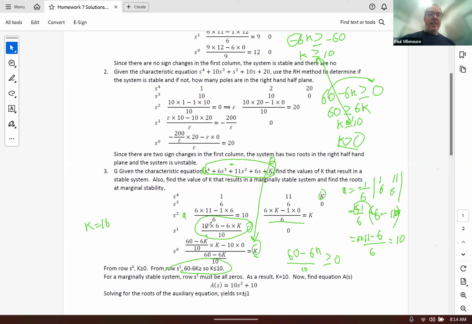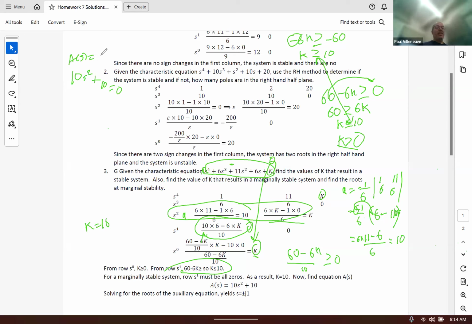So if I have 10 over here, I go one row up. So I have 60 minus, the other row above that. That doesn't want to erase. So where's my erase button? So I'm going to go, and I've got a row of zeros here. So I grab the coefficients from the S squared row, 10 S squared plus 10 equals 0, right? That's the auxiliary equation. This is A of S.